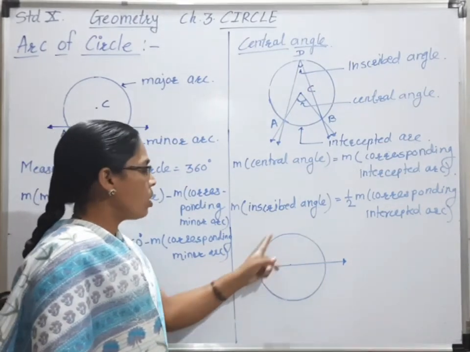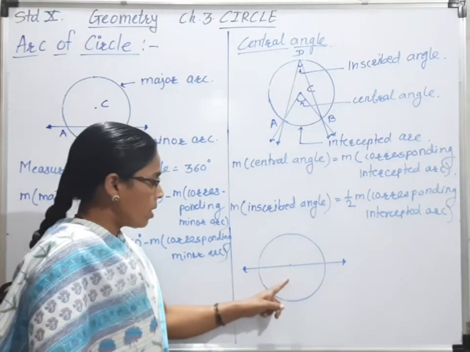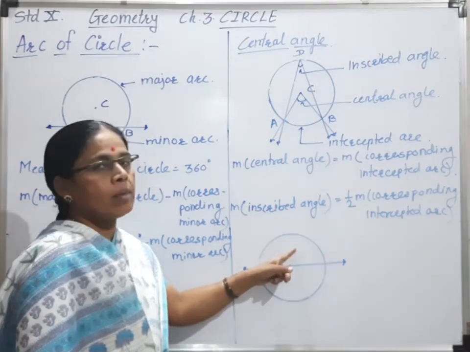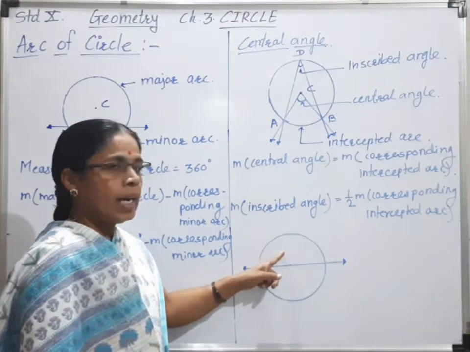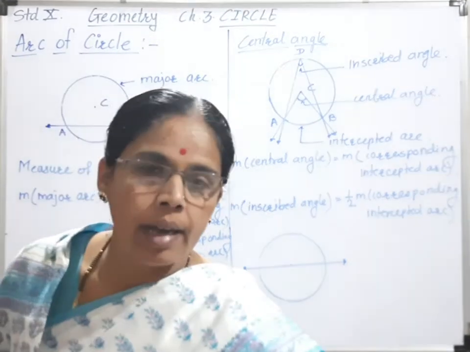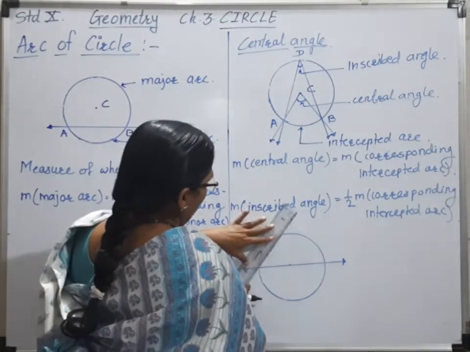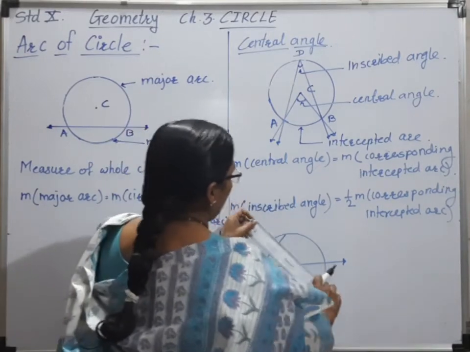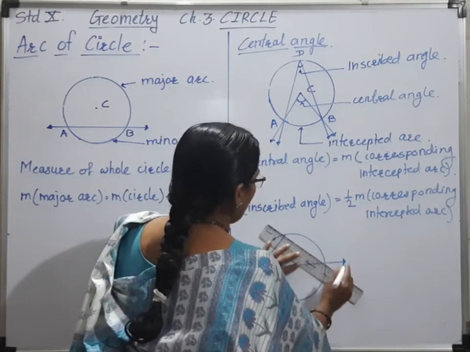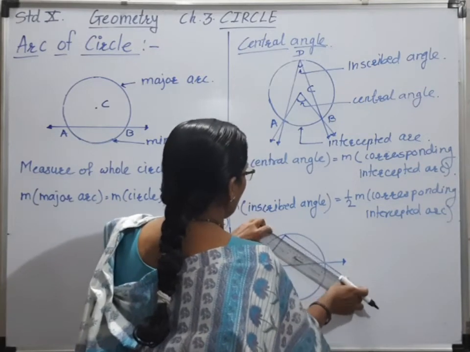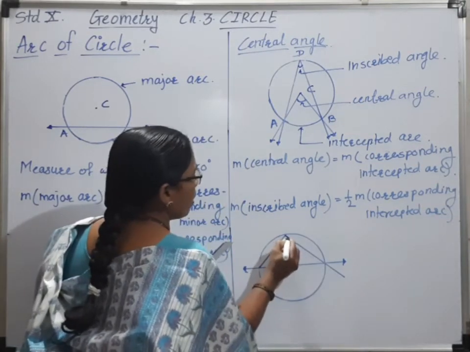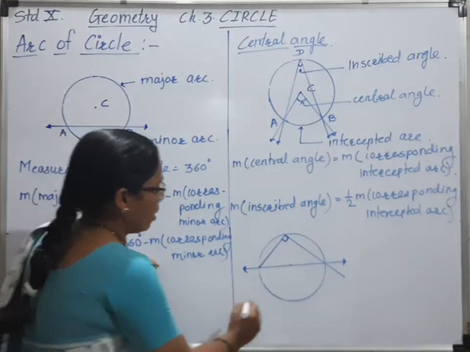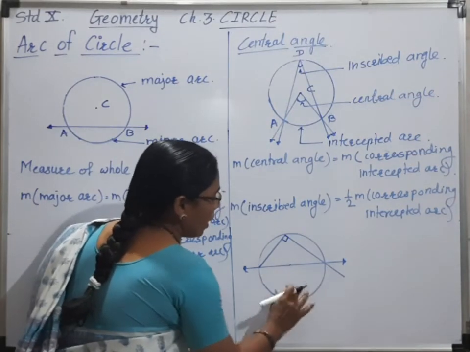As we know, the measure of the whole circle is 360 degrees, so the measure of this semicircle is 180 degrees. And if any angle is inscribed in a semicircle, then the measure of this inscribed angle is 90 degrees.